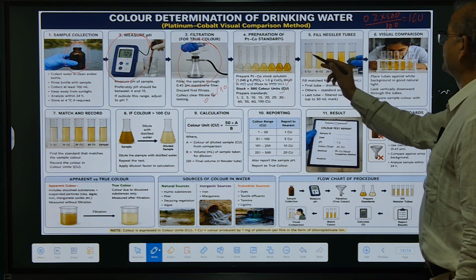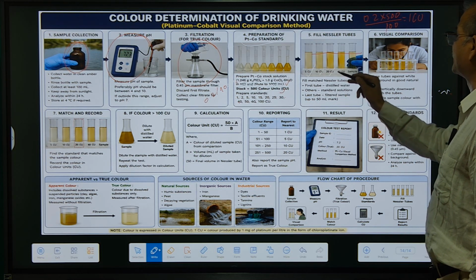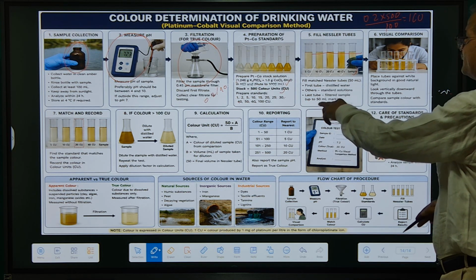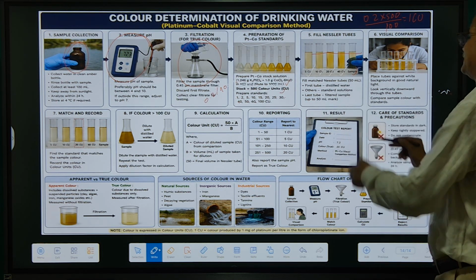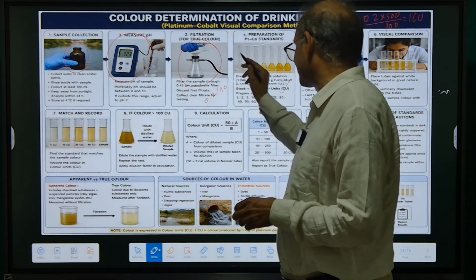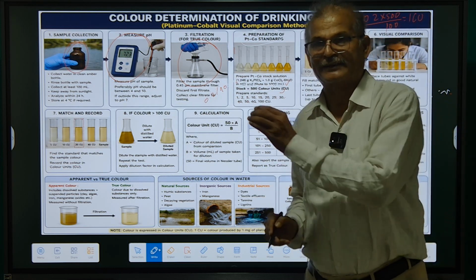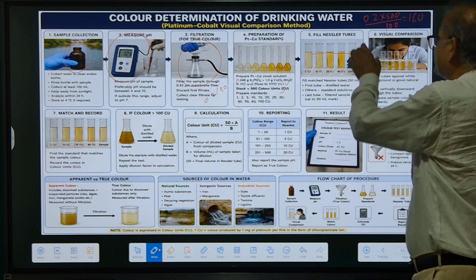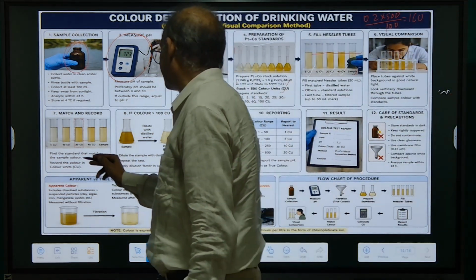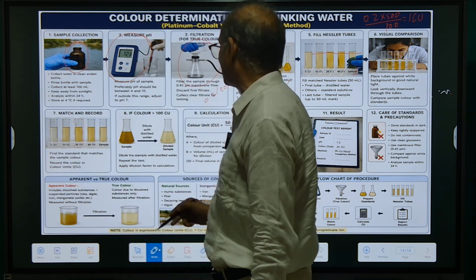So fill the Nessler tubes. We fill the Nessler tubes with 1 color unit, 5 color unit, 10 color unit, 20 color unit, 40 color unit, and the sample. First tube distilled water, others standard solutions, last tube the filtered sample. Then we compare. After comparing, find the standard that matches the sample color. Then this 20 color unit has matched with our solution.